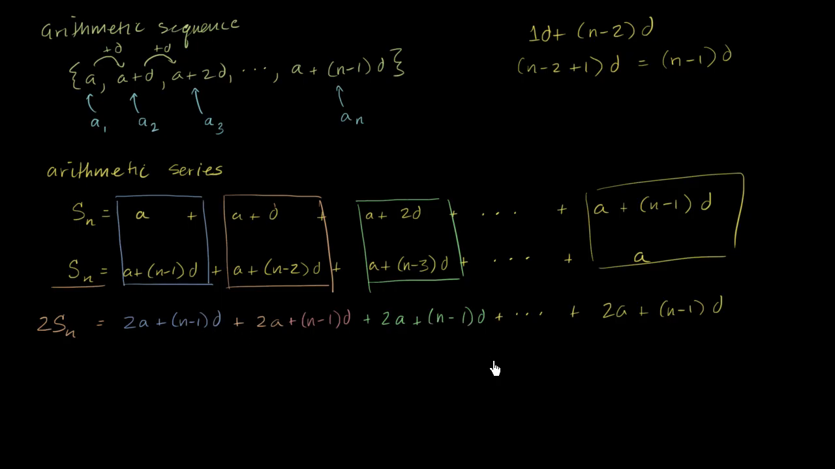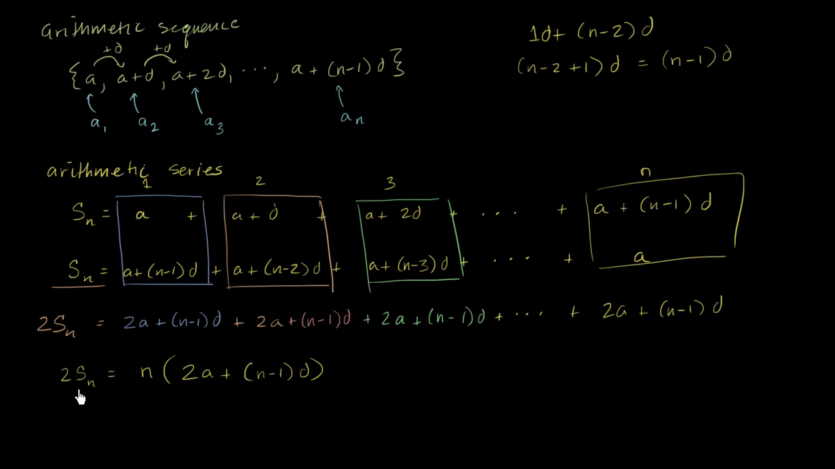And how many times are you doing that? Well, you had n pairs of terms when you were adding these two equations, or in each of them you had n terms. This is the first term, this is the second term, this is the third term, all the way to the nth term. So I can rewrite this sum as 2 times S sub n is going to be n times this quantity. It's going to be n times 2a plus n minus 1 times d.